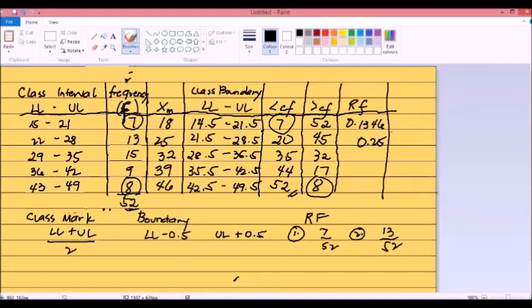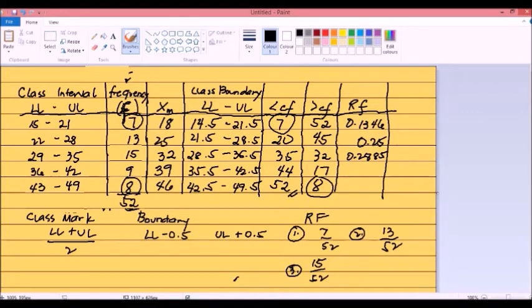Next is 15 for the third one. You have 15 over 52, no? So type natin 15 divided by 52, 28.85. 2885. Check nyo din yung aking calculator.